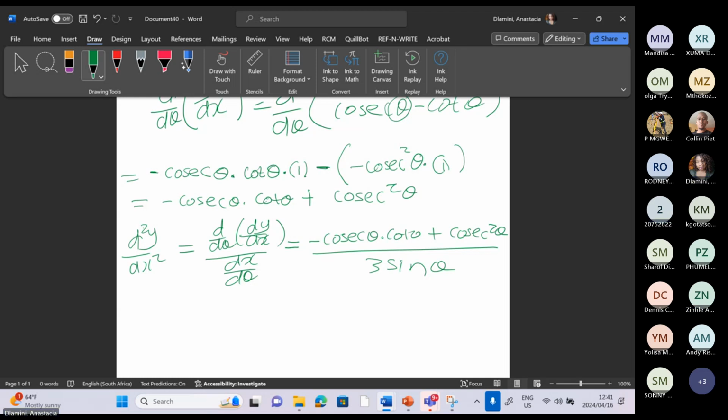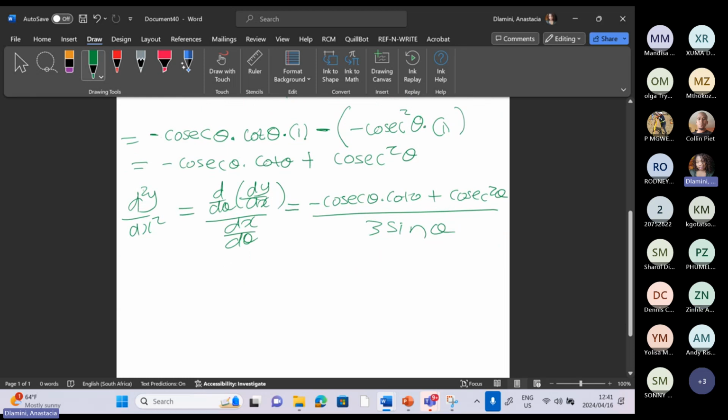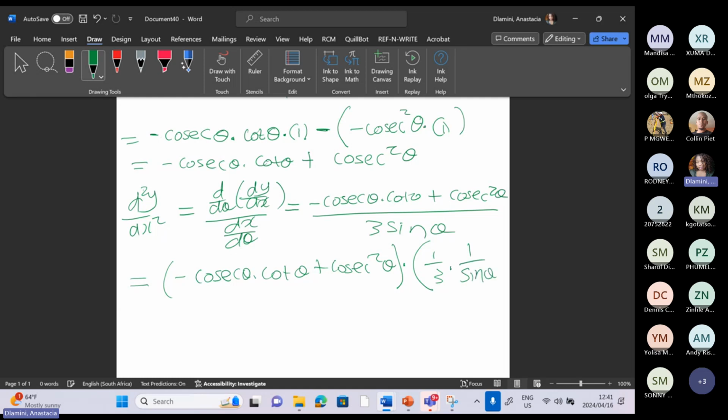If you leave it like this, you can simplify it. So let's do it how they did in the textbook. We know that this is minus cosec of theta times cot of theta plus cosec squared of theta, times 1 over 3 times 1 over sine of theta. And we know 1 over sine of theta is what?